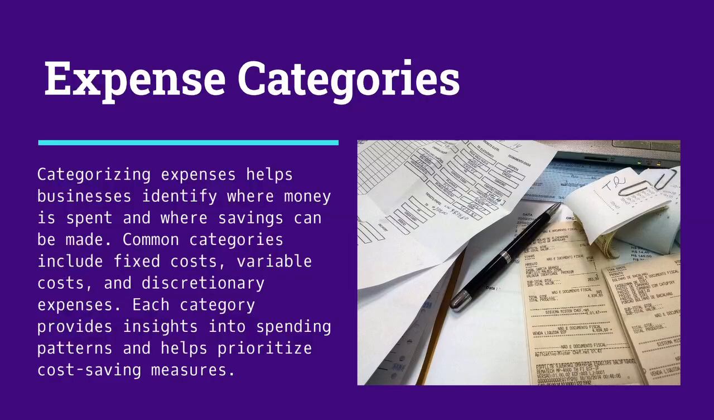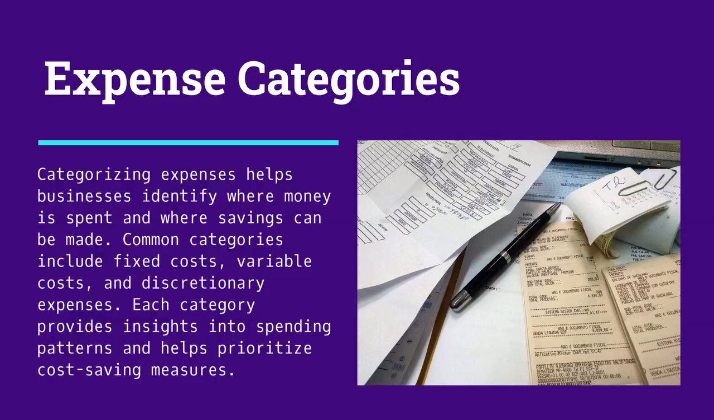You could have here some variable costs related to salaries if you are producing, or even if you are budgeting a percentage of your sales to marketing expenses, that will also be a variable cost. And then there are discretionary expenses. Each category provides insight into spending patterns and helps prioritize cost-saving measures.